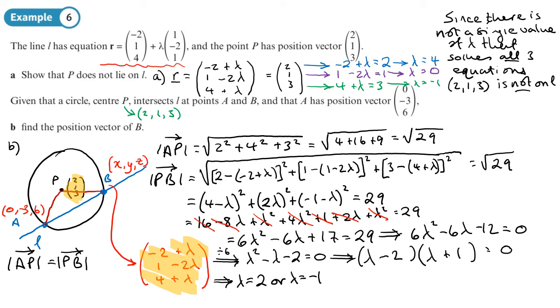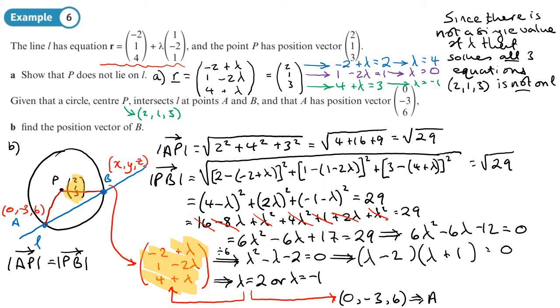Find the position vector of B. Now that means we just substitute lambda in. Now if I substitute those two lambdas in, I'm going to get two different coordinates. One of them is probably going to be A. So if I put lambda equals 2 into this, that will give me 0. So it's looking like it's going to be point A. And then 1 minus 4 is -3, and 6. Okay, so that's the point A.